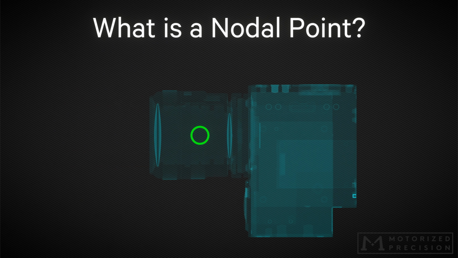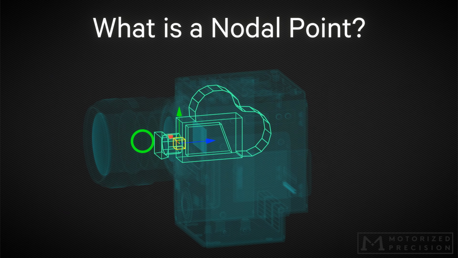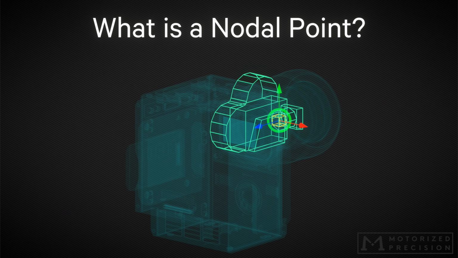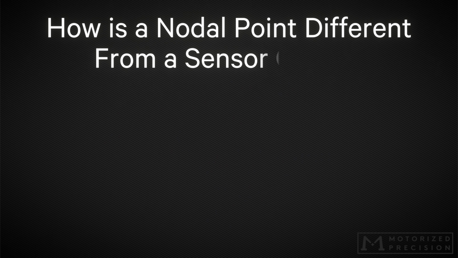When we want to line up live-action footage with a virtual camera driven by robot data, we need this virtual camera to line up precisely with the nodal point of our real-world camera. So how is a nodal point different from a sensor offset?